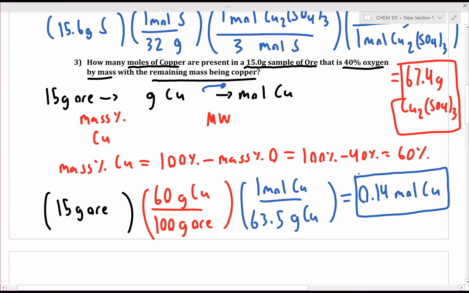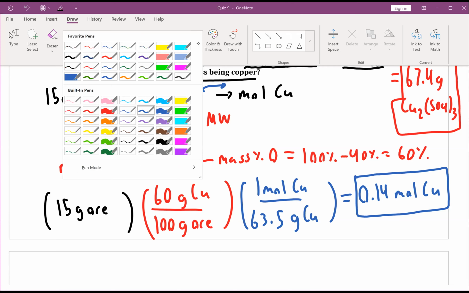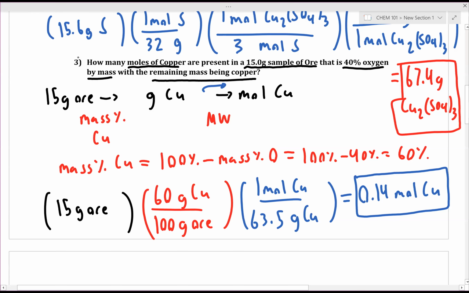Does that make sense? Yes. Yes, of course, for sure. So then, let's take 15 grams of ore times 60 divided by 100, then divided by 63.5. Does it match? Perfect. It's always good to check that everything's being entered correctly into the calculator.